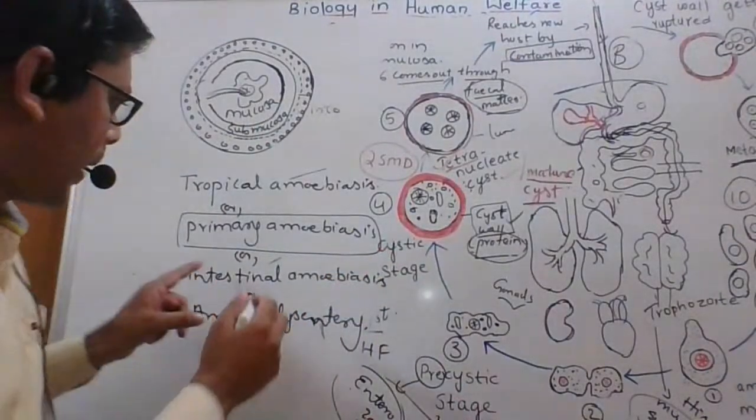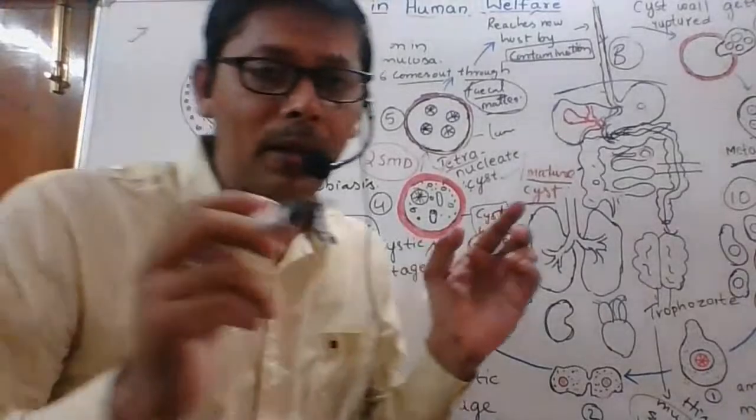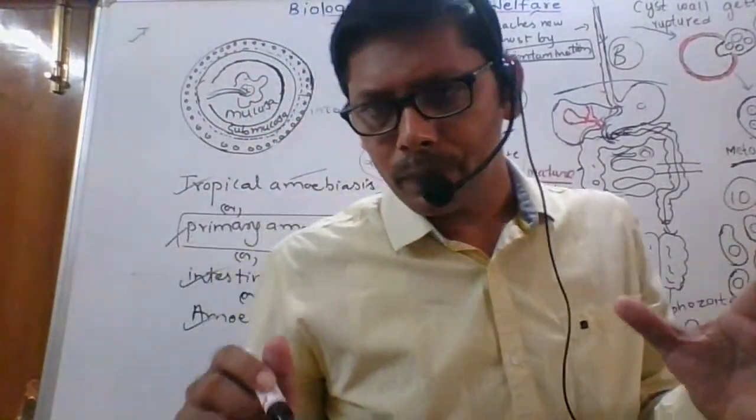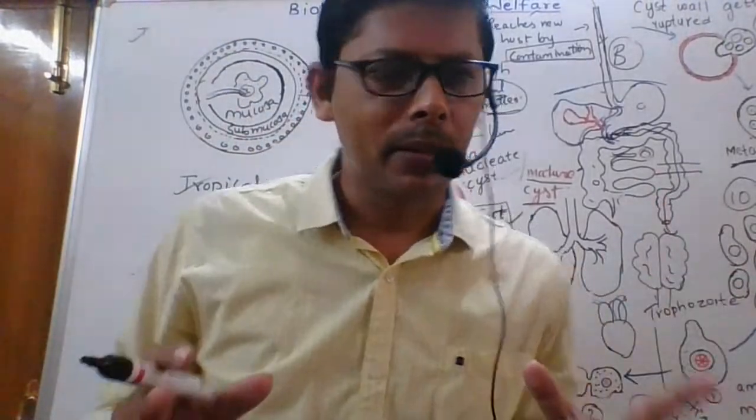Okay, that's about the primary amoebiasis, tropical amoebiasis, intestinal amoebiasis. What is the secondary? Okay, right. Send in groups. Okay, I will send it.